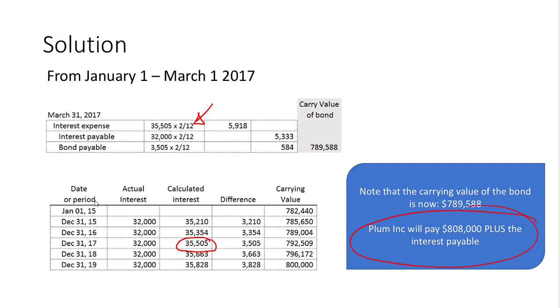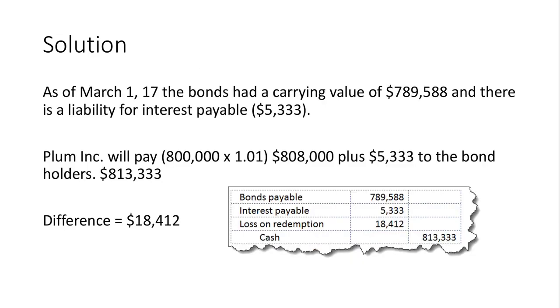And keeping in mind that in order to redeem these bonds, the company will have to pay the $808,000 plus the $5,333 in interest payable. As a result, the journal entry will be to clear the bonds payable, to clear the interest payable, to record the cash that they have to pay out, and then we'll have a loss on redemption.